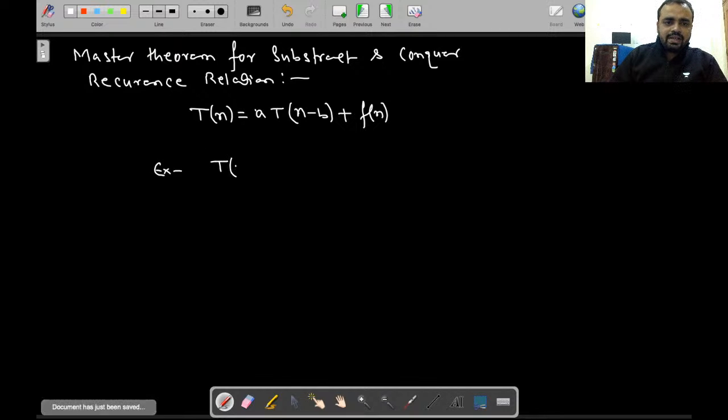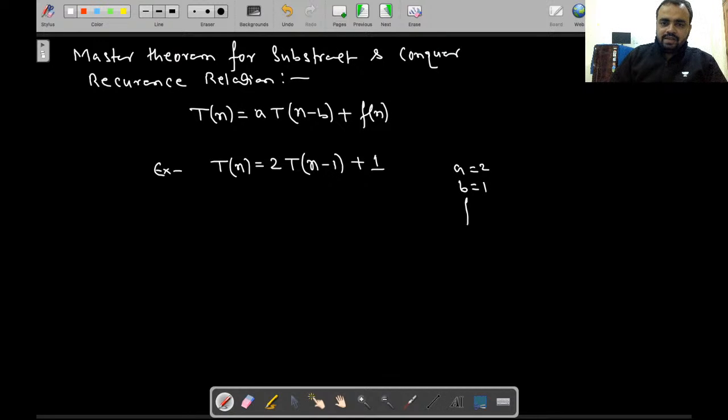Suppose आपको दिया हुआ है t of n is equal to 2t of n minus 1 and plus 1. So here a is equal to 2 given है, b is equal to 1 given है, और f of n में given है n to the power 0. ठीक है ना? तो अभी हम लोग मास्टर थ्योरम नहीं लगा रहे हैं, हम लोग सब्स्टिट्यूशन मेथड लगा रहे हैं. ठीक है ना? तो यहां पर जब पहली बार इसको सब्स्टिट्यूट करोगे तो क्या बनेगा?